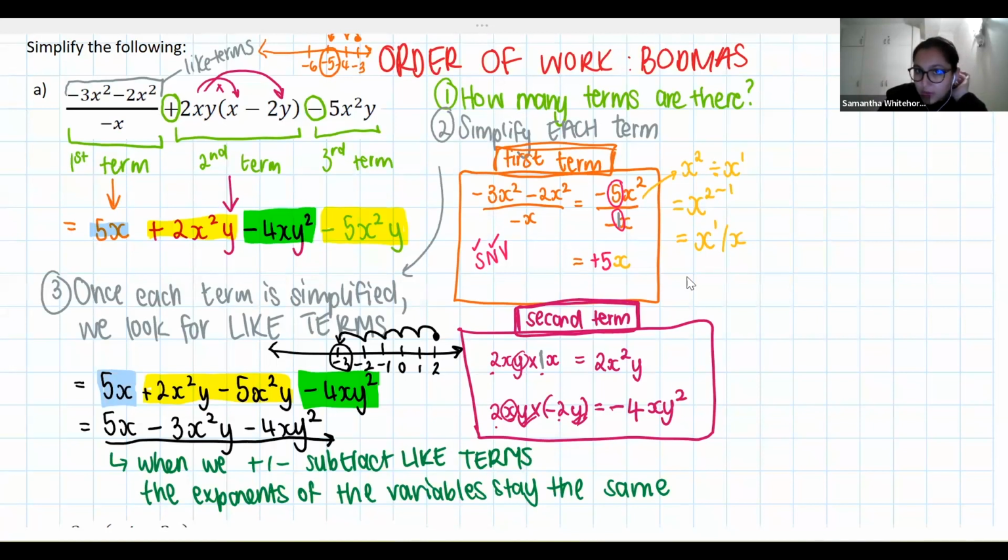All right, Senzo, do you see your hand? I've just got a question here of, can I please read what I wrote at the bottom? So at the bottom, I've said, when we add or subtract like terms, the exponents of the variables stay the same. Right, Senzo, hand?